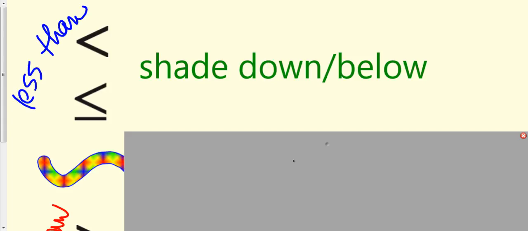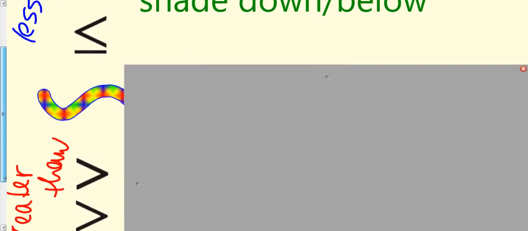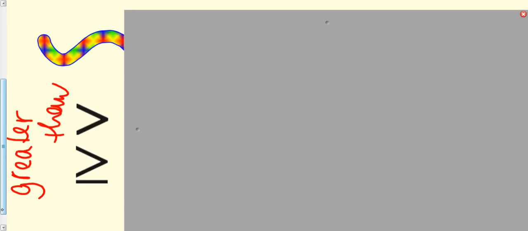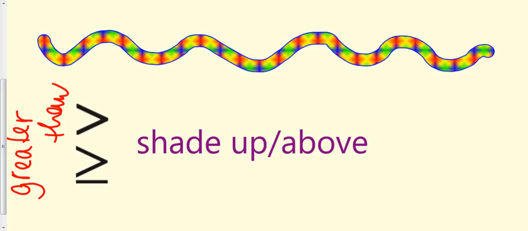Go ahead, write this in next to A. Now for part B, this is going to be your greater than or equal to, and this is where you will be shading above the line, or shade up. Okay, so go ahead and write that in.